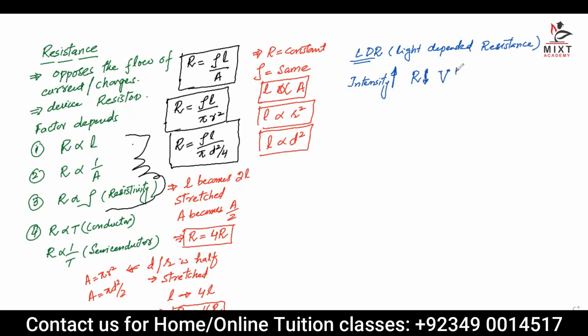Your voltage will decrease, but your current is going to increase. If the intensity of light decreases, like at night time, your resistance is going to increase, your voltage is going to increase, but your current is going to drop. This LDR is used in automatic street lights as a switch. With this, your 3 units are finished.